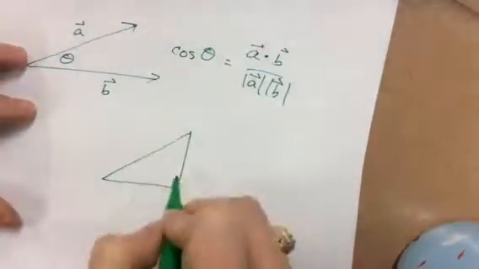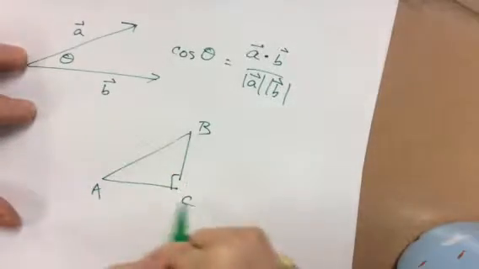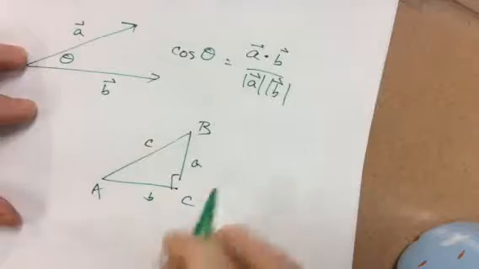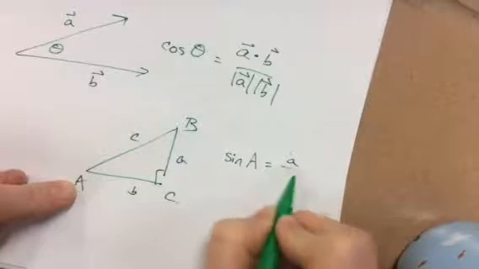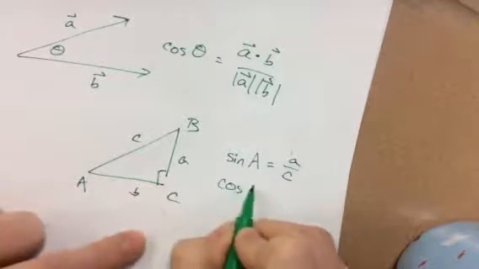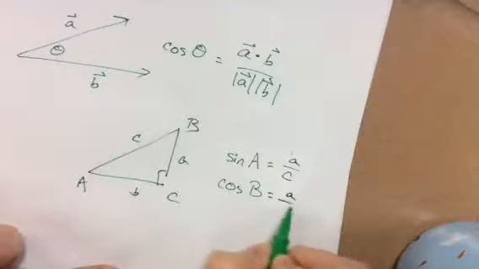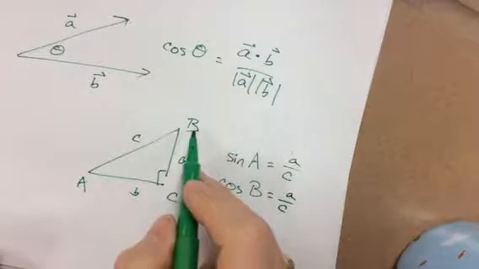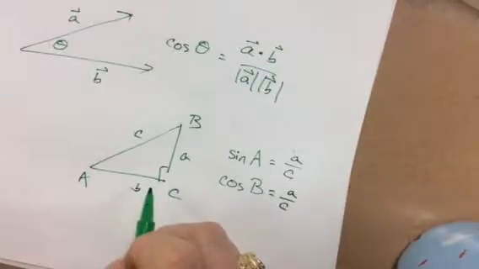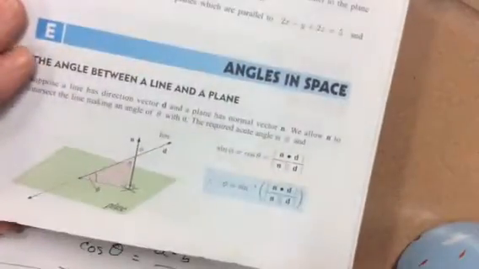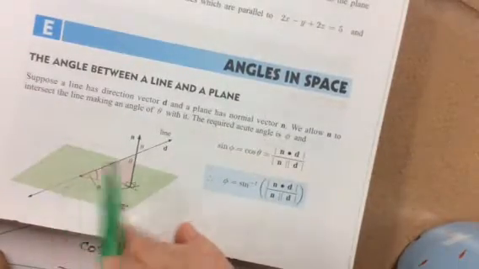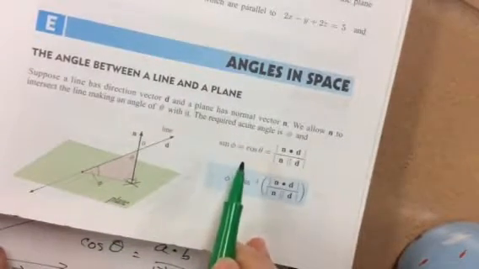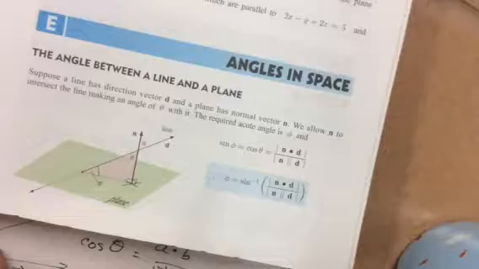If you think back to geometry, if you have A, B, C, and this is little a, little b, and little c, then sine of A is equal to a over c, and cosine of B is equal to a over c. Since these are complementary, the sine of one equals the cosine of the other. So we don't want the angle between the normal and the line. We want the angle between the plane and the line, so we have to use sine instead of cosine. Does that make sense?